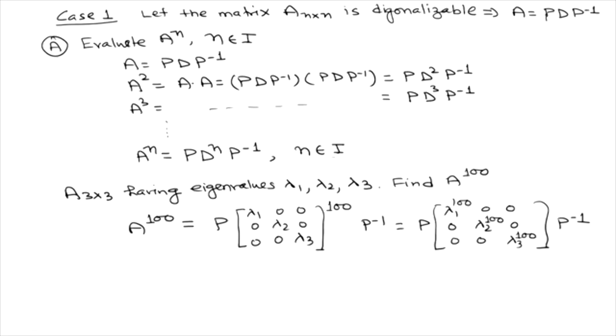One more thing to mention here: since I have written n belongs to the integers, for negative integers we will define A raised to power n only when matrix A is invertible. So please take care of it.